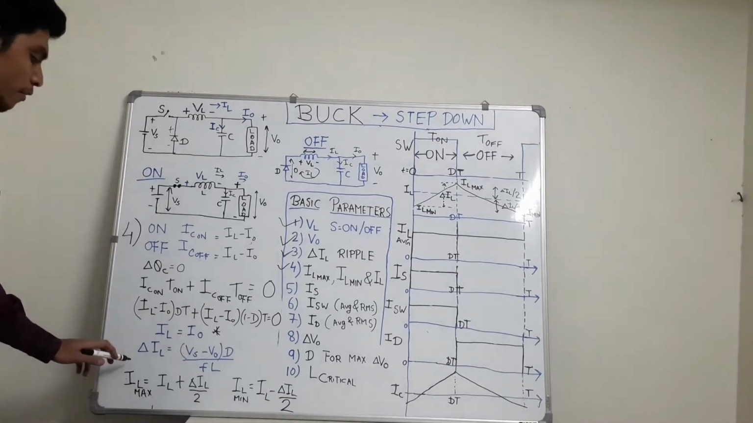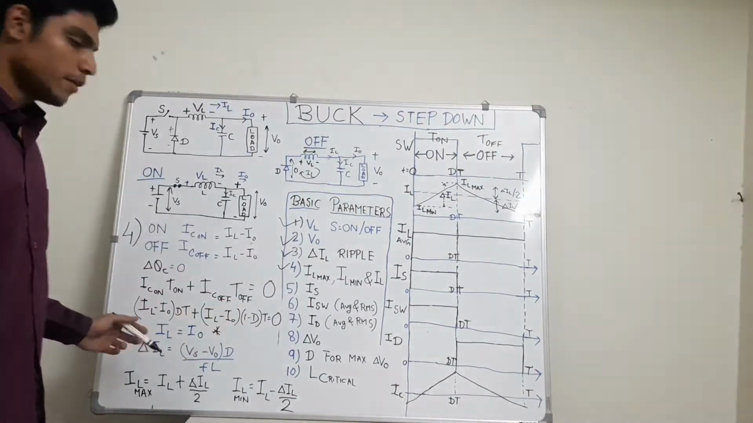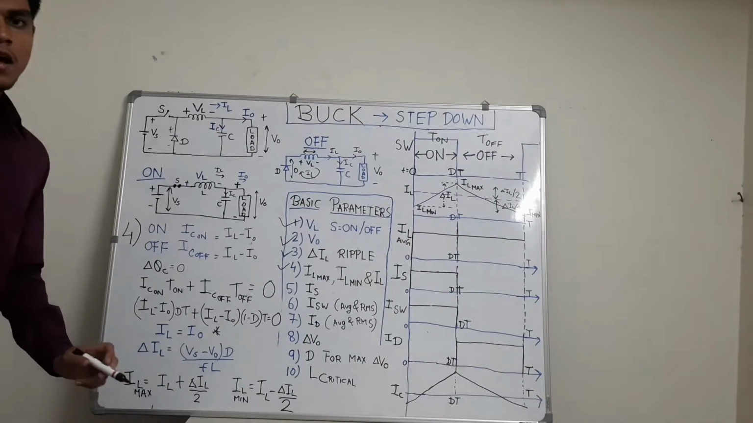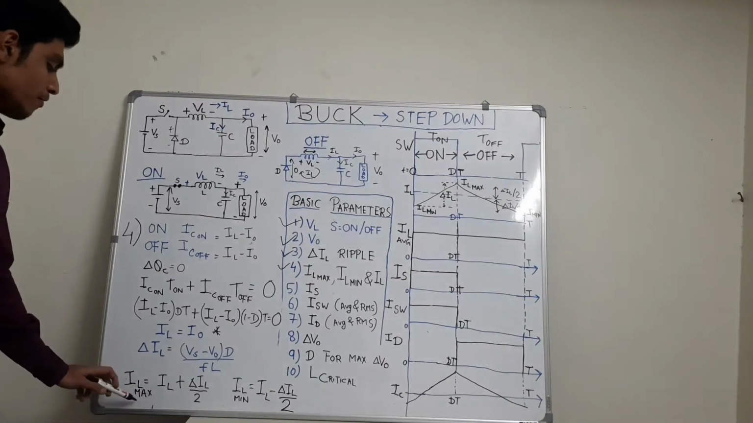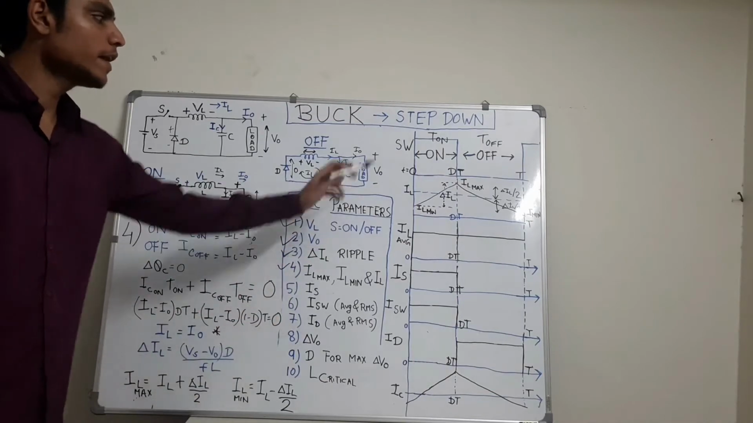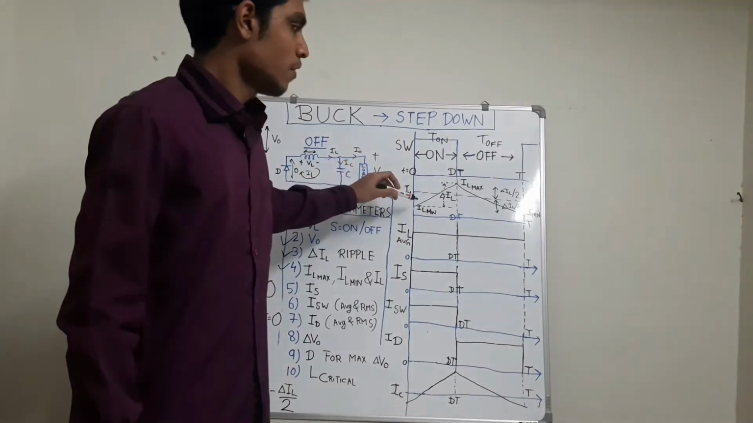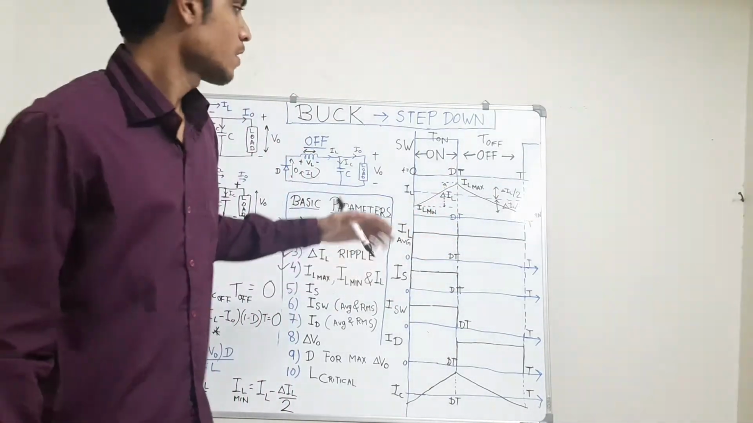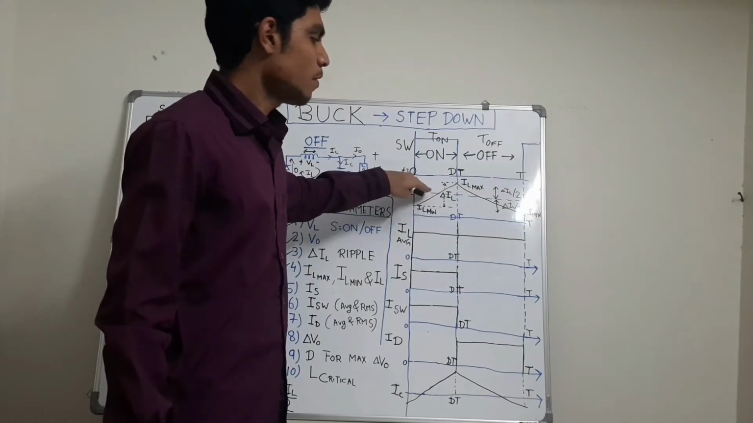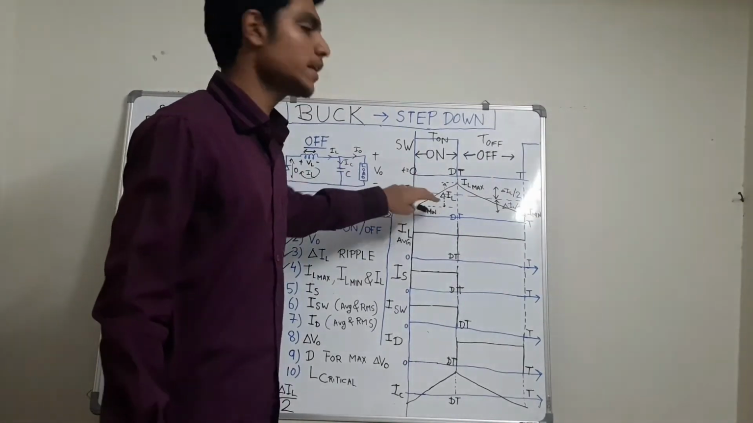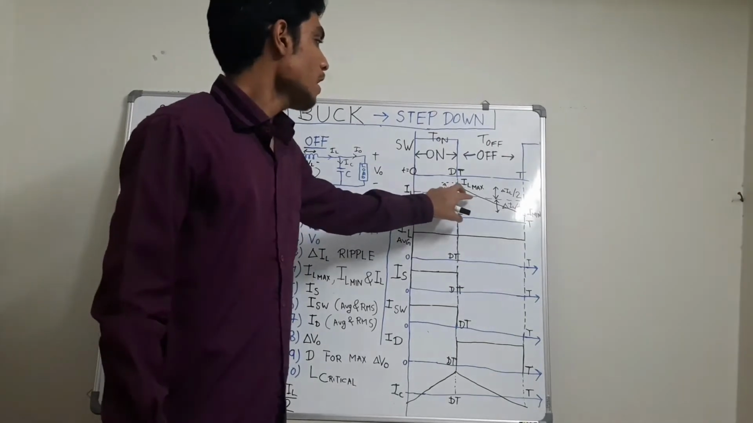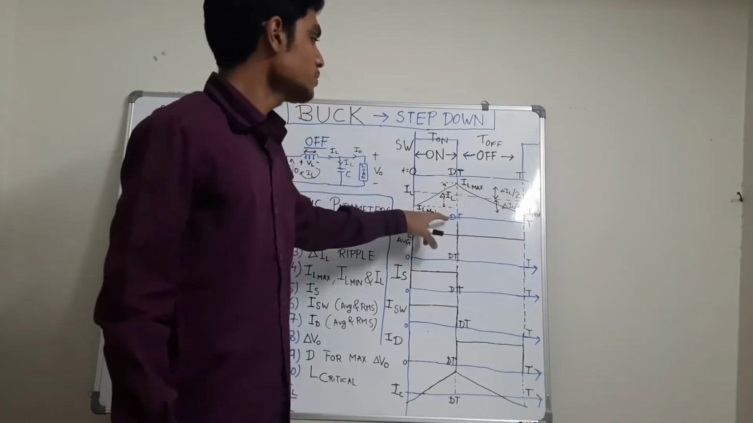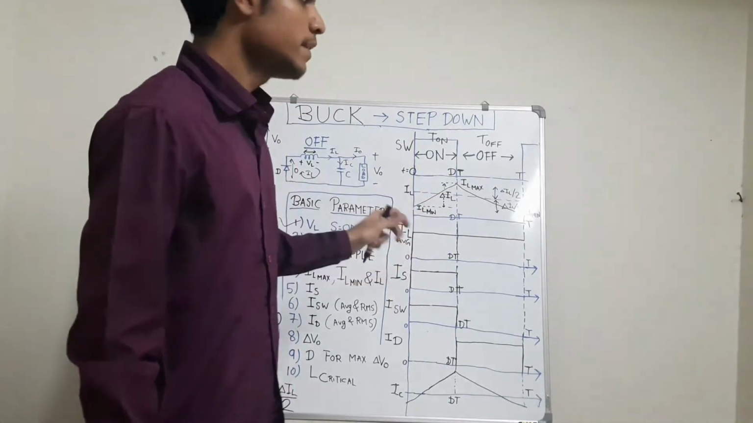Now we have derived the value of the ripple del IL previously in the third point, which was equal to (Vs minus V0) d upon fL. Let's now find IL max and IL min. For this triangular waveform, the average value will always lie in the center between IL max and IL min. Hence the difference between IL max and IL min is del IL.